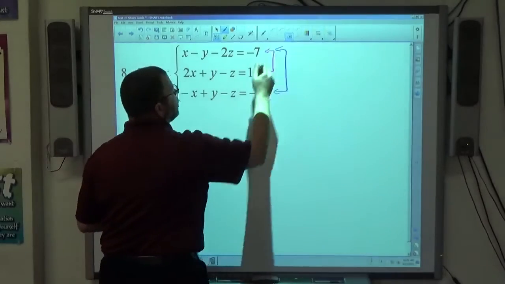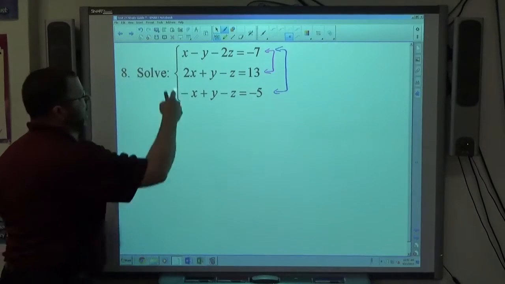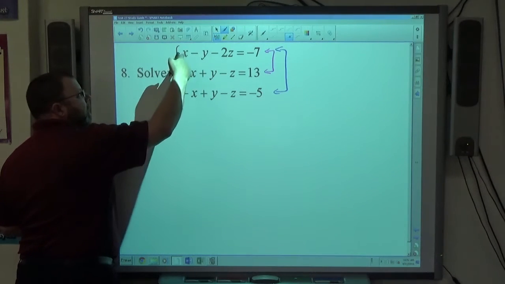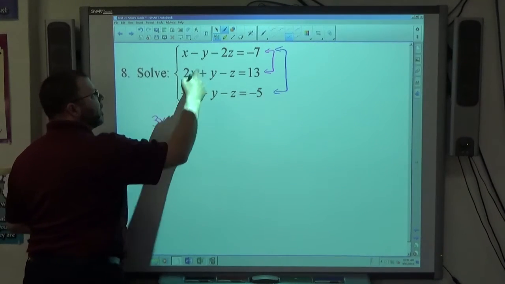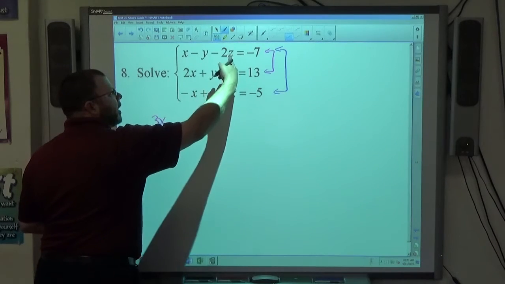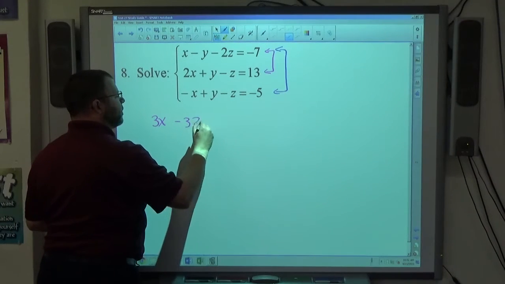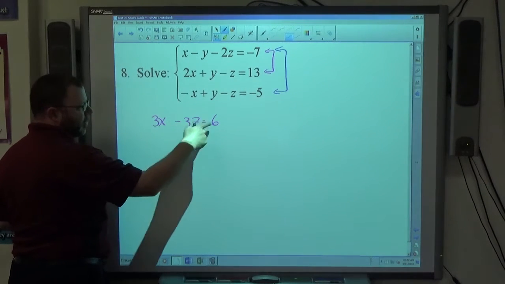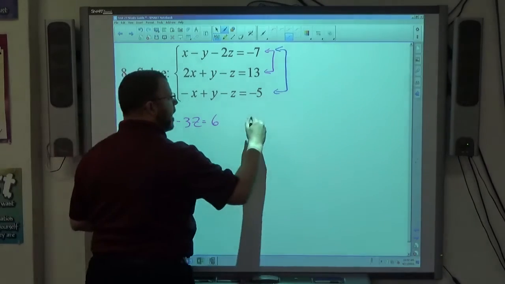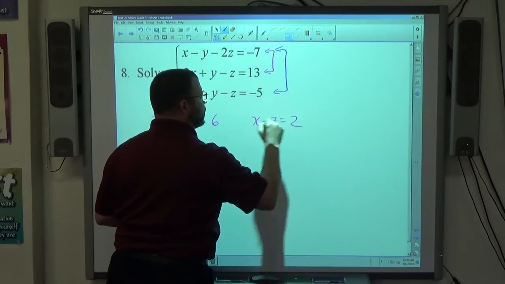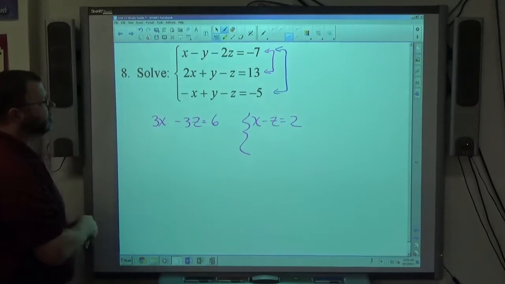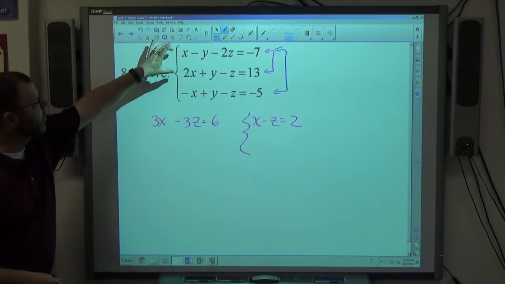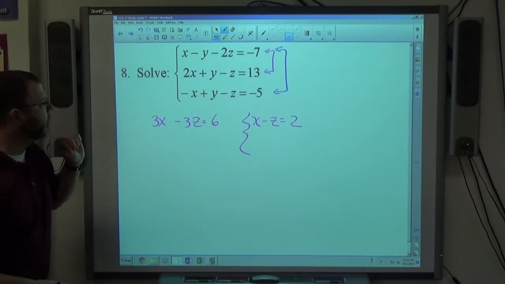So if we start with the magenta pair, these two, I'm just adding the 2 equations together. Again, negative y plus y is going to cancel, so all's well with that. So x plus 2x is 3x. Negative and positive y cancel. Negative 2z minus z is negative 3z. And negative 7 plus 13 is 6. I happen to notice 3, 3, 6, everything divides by 3, so x minus z is equal to 2 is even a better equation. So I'm going to go with x minus z is equal to 2, created from 3x minus 3z equals 6, created from the addition of these 2 equations.